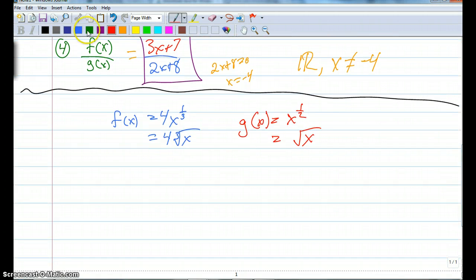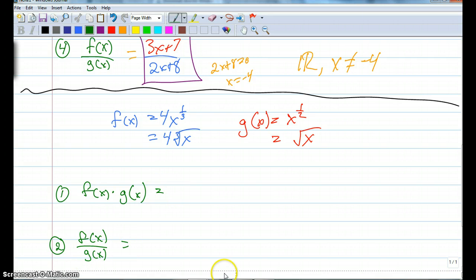Now we're still going to try and figure out, I'm going to start with a new number 1. Now we're going to do f of x times g of x here. And we're also going to do f of x divided by g of x. But before I get started, let's talk about the domain of this first function, of f of x.